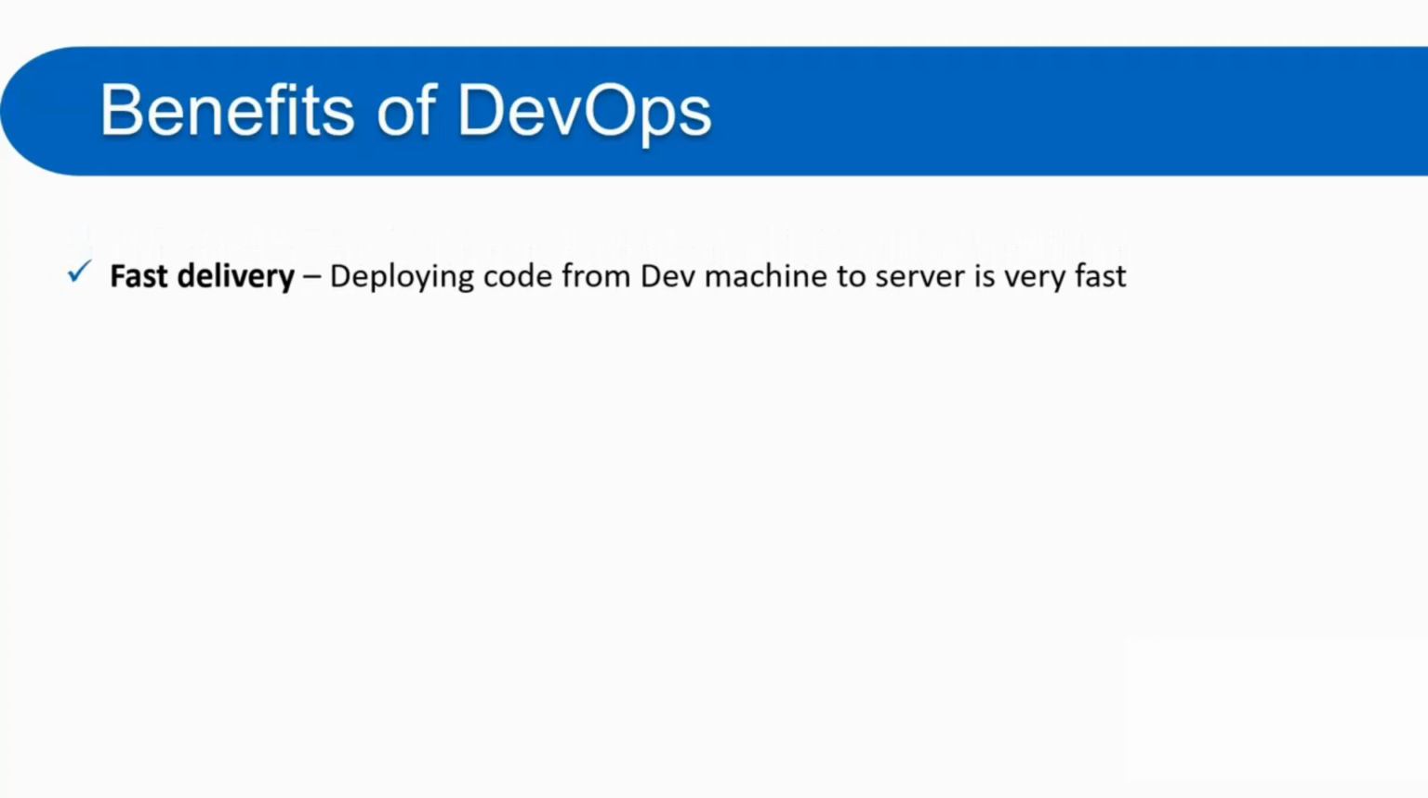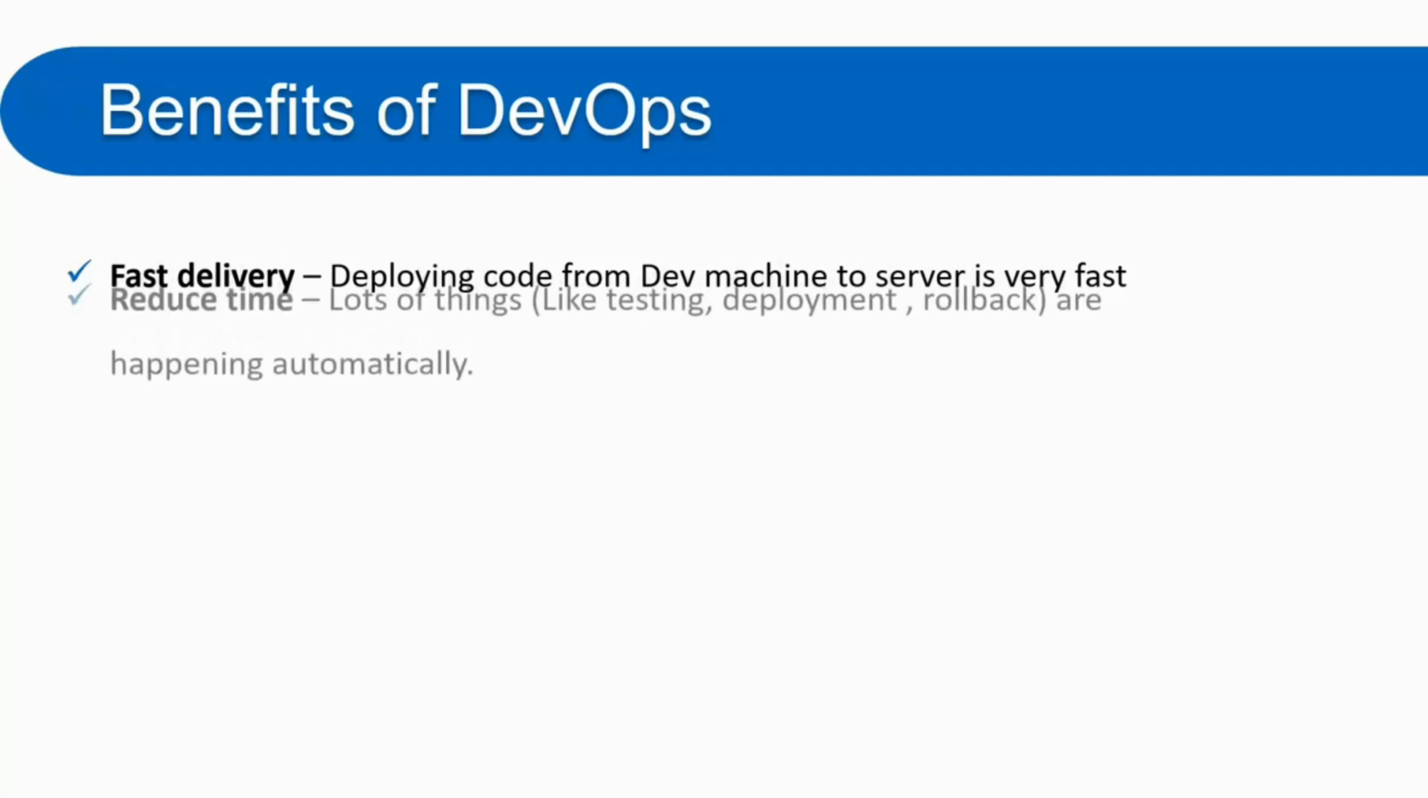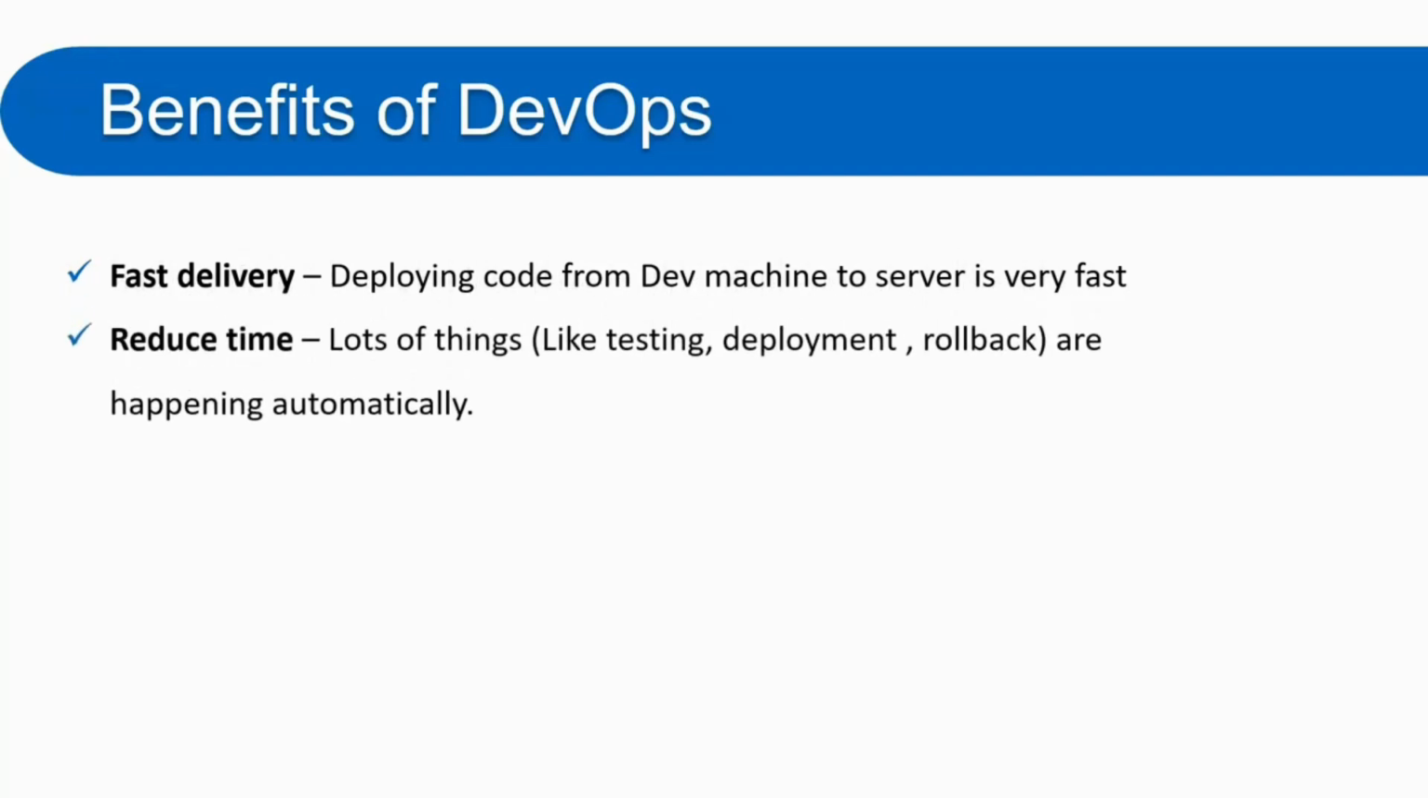First one is fast delivery. Deploying code from the development machine to the server is very fast. Basically, the developer has to commit the code and push it into the particular repository, and the whole process of deploying the code will be done automatically. The next benefit is reduced time. Lots of things like testing, deployment, rollback, etc. happen automatically. Obviously, in the beginning, you have to make some setups and write some code, but once all of this is done, everything will happen automatically. All you have to do is focus on the development and push your code, and the rest will be taken care of by DevOps.